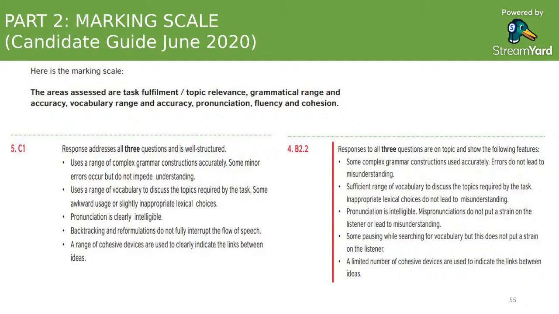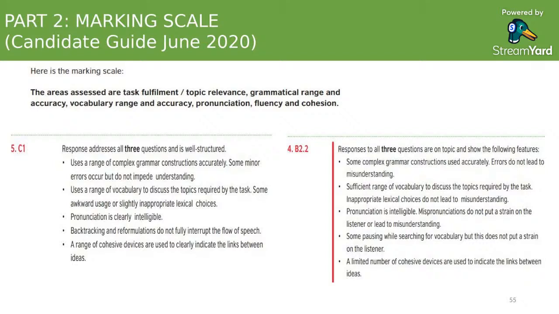Okay, and then a range of cohesive devices used to clearly indicate links between ideas. So again, remember I mentioned the varied devices. So if you have used therefore already, don't use therefore again in the same response. That doesn't mean that if you use it in part one, you cannot use it in part two. No, you can still use it in part two, but don't use therefore more than once. Don't use moreover more than once. For each of the cohesive devices in your vocabulary, don't use more than once within the same response. Try to use others. We have a lot to choose from, isn't it? So pick one from each of that variety.